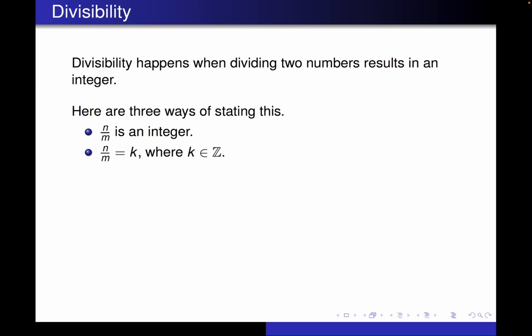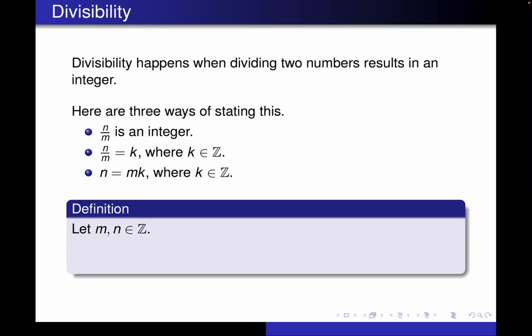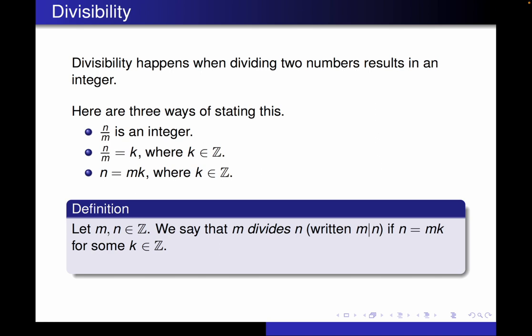And if we want to clear out the fraction, we can multiply both sides by m to get n equals mk, where k is an integer. And that turns out to be the most useful way of stating divisibility. So our definition is, let m and n be integers. We say that m divides n, and the notation is putting a vertical line between m and n, if n equals m times k for some k in the integers.